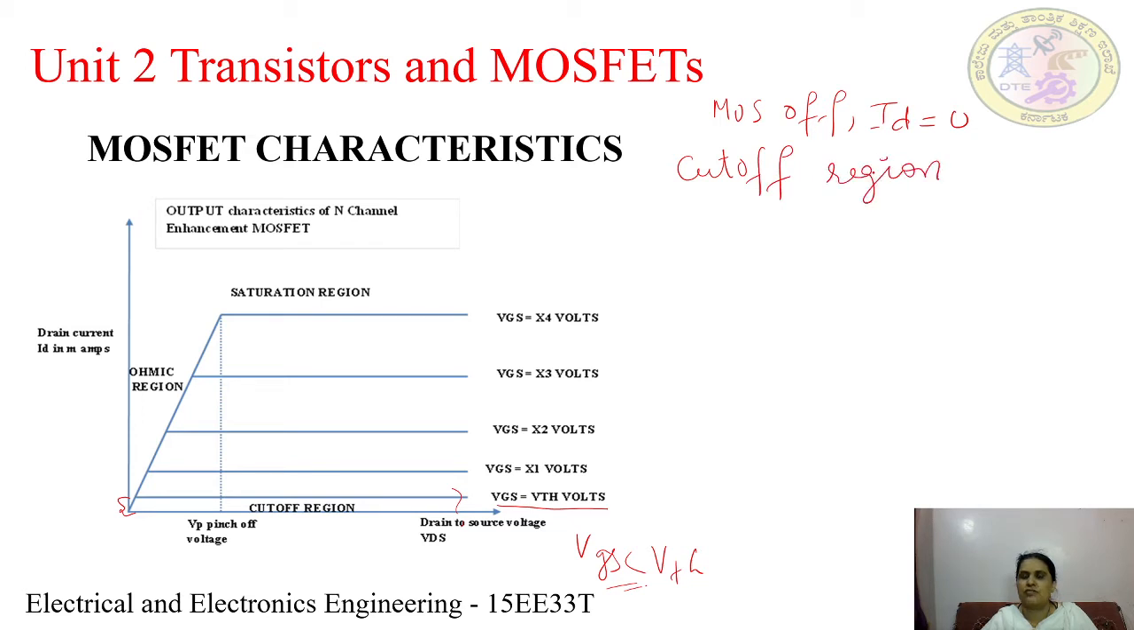So what is the cutoff region of the MOSFET? If my value of VGS is less than VTH, no channel is formed. That means the MOS is off. It means the drain current is 0. So it is called the cutoff region. So here you can obtain the cutoff region of the MOSFET.